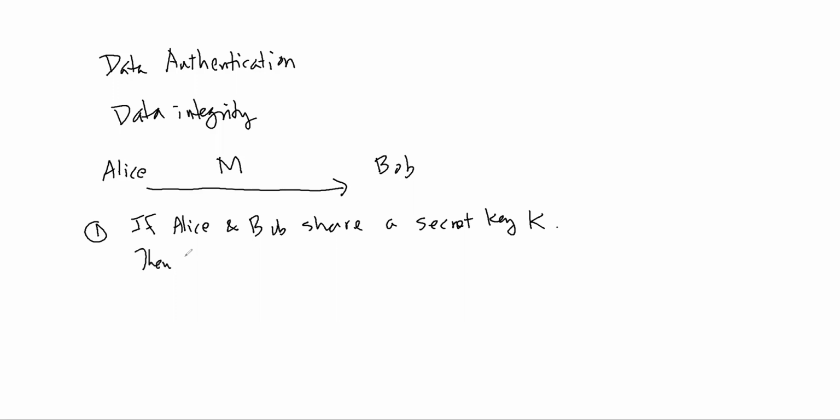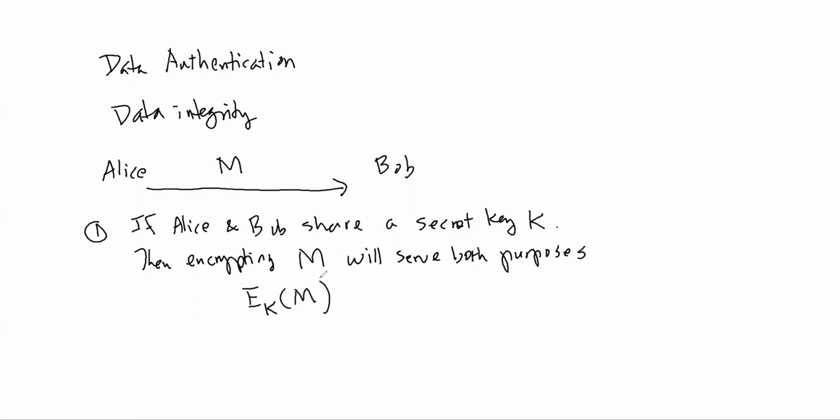Then encrypted M will serve both purposes. This message has been encrypted using the shared secret key K. When Bob decrypts it using this K shared with Alice, if it is successful, that means Alice encrypted this message M. So that proves that this message indeed comes from Alice. And the second thing that Bob will know is that M has not been modified.